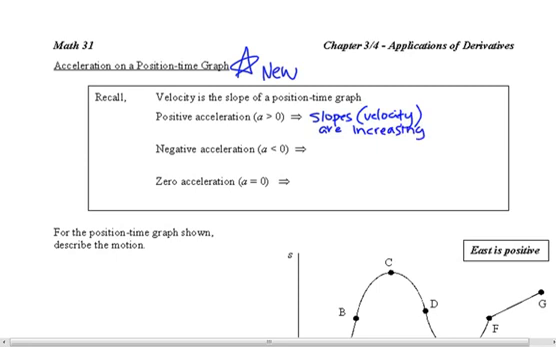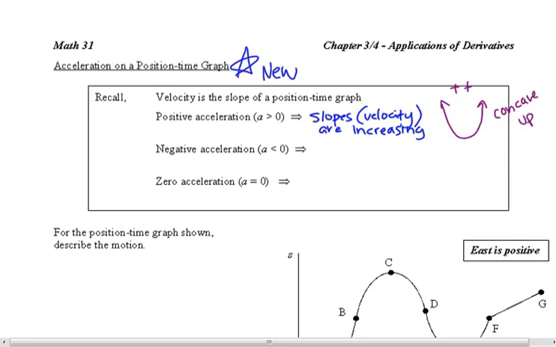Okay, so on a position time graph, this is a situation where our velocity is increasing because our slopes are increasing. Here we have a really negative slope, which is our velocity. And notice how our velocity approaches 0 and then gets more and more positive. Our slopes are increasing. That means we have positive acceleration. This is what we call concave up.